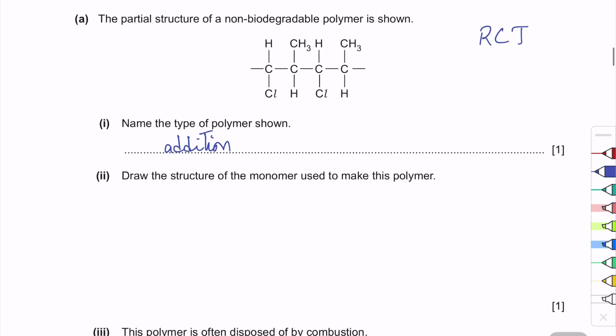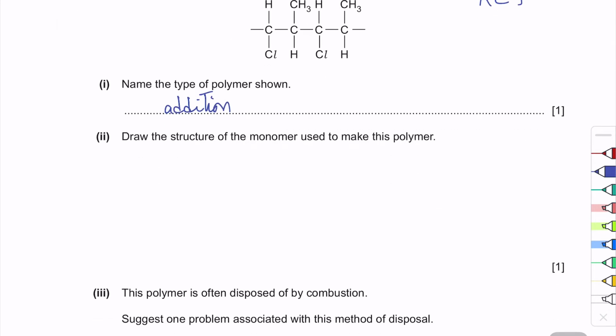So the structure of monomer used to make. So just take this thing and just reintroduce the double bond. Now, how do I do that? I know that this is my repeating unit. So CH3 here, Cl here, hydrogen, hydrogen, and just introduce the double bond. Take the repeating unit and introduce whatever you removed.